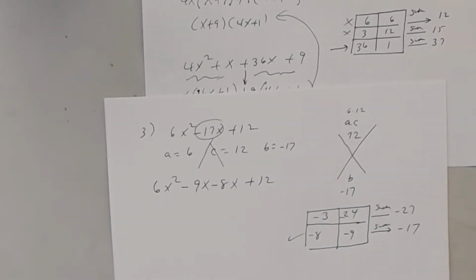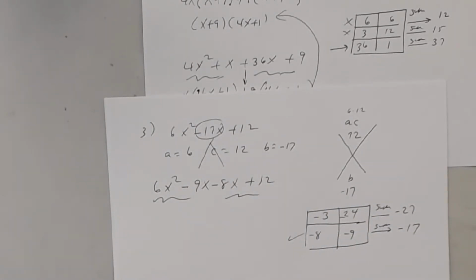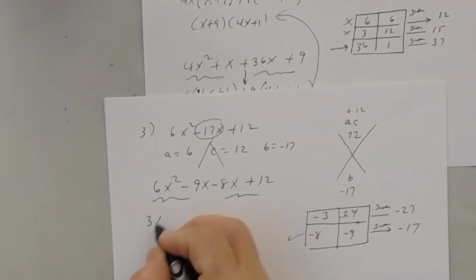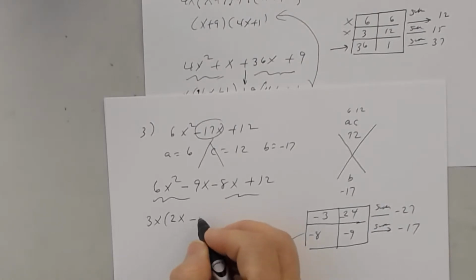Now how many terms do you see? So you're going to try factoring by grouping. So let's group the first two, group the last two. What can you factor out of the first group? 3x. So if I factor out 3x, I get 3x times 2x minus 3. Okay?